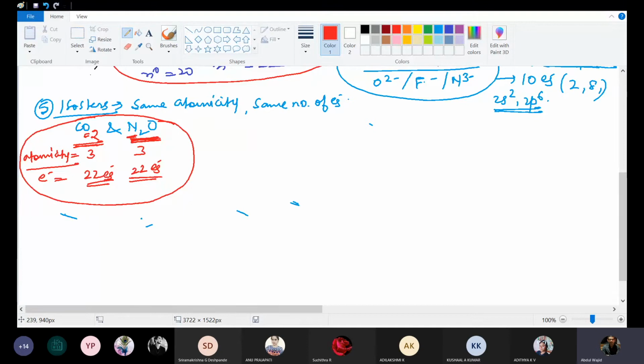So isosters are those species which have the same atomicity and the same number of electrons. What next is isodiaphers? Isodiaphers are those species which have the same isotopic number.